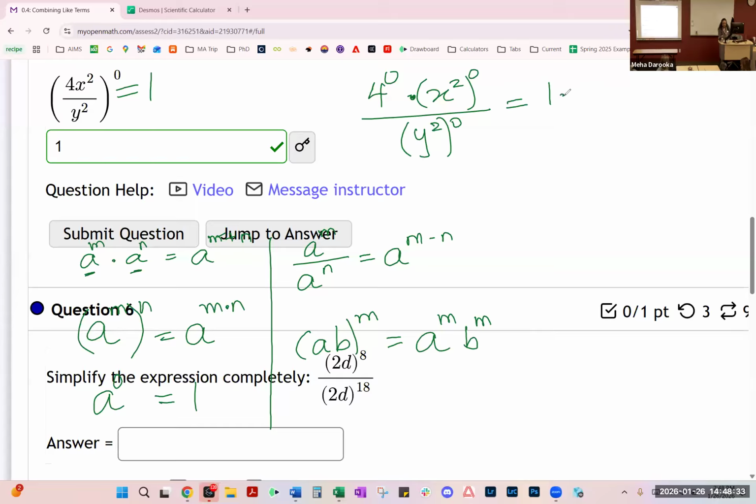So each one of them individually would have received the 0. So 4 to the 0 becomes 1, x squared to the 0 becomes 1, y squared to the 0 becomes 1. And you can see we still end up with the same answer, right? So you can kind of break it down that way also. But like I said, since the whole thing was in parentheses and the 0 on the outside, we didn't really need to use that distributive here, but it works in the same way. So let's look at the next one. How do we break that guy down?